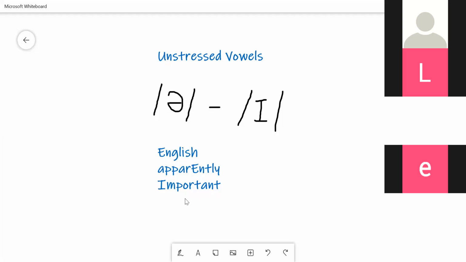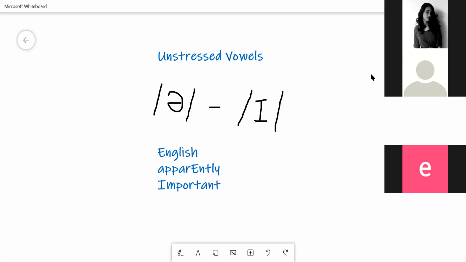And that's it. That's the unstressed vowels. That's how you use them. Now you have to know that sometimes in English we have very, very long words. Long words are words that have three or more syllables. For example, we have important. It has three syllables, so it is a long word. From three syllables and on is a long word.